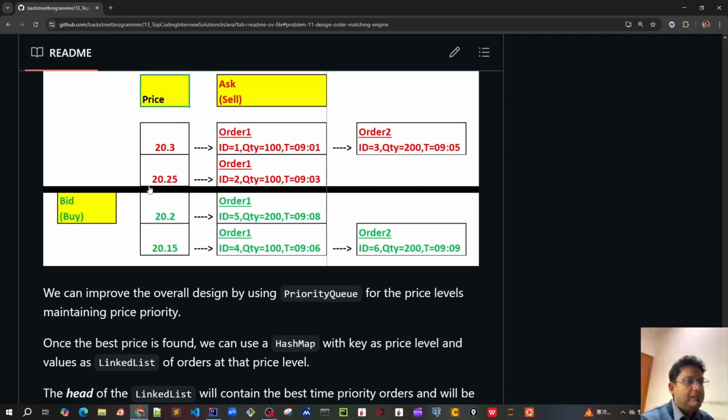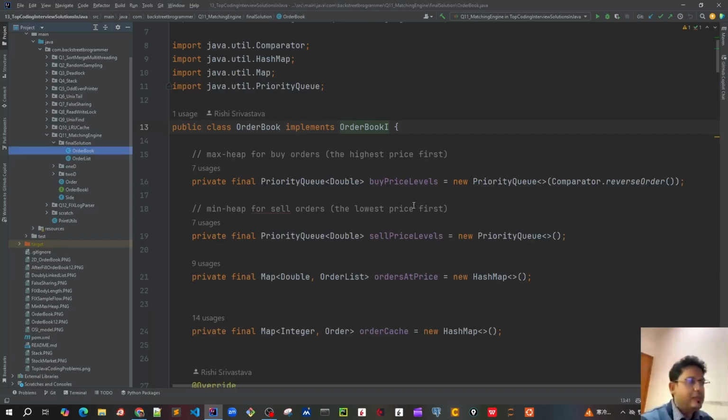So as we discussed, for the price levels, we will be maintaining priority queues, one each for buy and sell. So this is what we are doing here. We are having 2 priority queues for buy price levels and sell price levels. And as we know, for the buy side, the order having the highest price has the highest priority. And similarly for the sell price levels, the order with the lowest sell price has the highest priority.